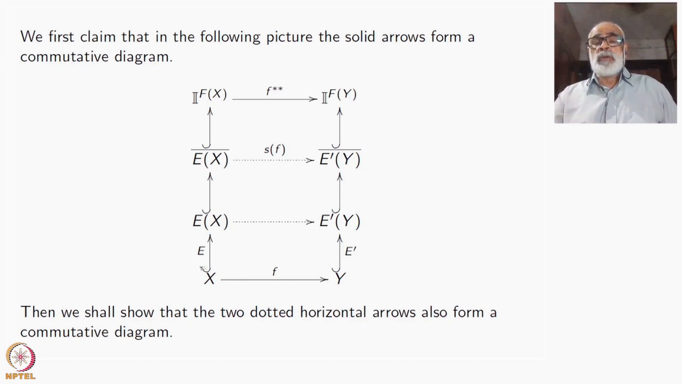So, automatically what will happen? If I take SF here, E goes all the way from X to here and take SF, that is the same thing as first take F, then come by E prime.